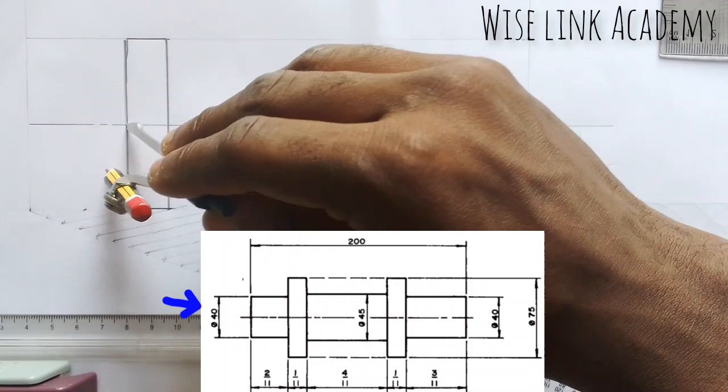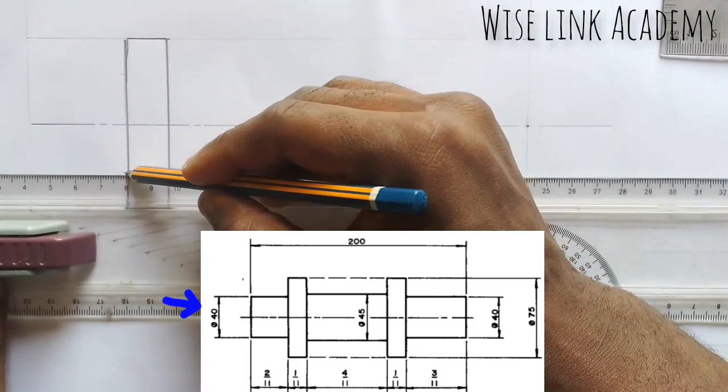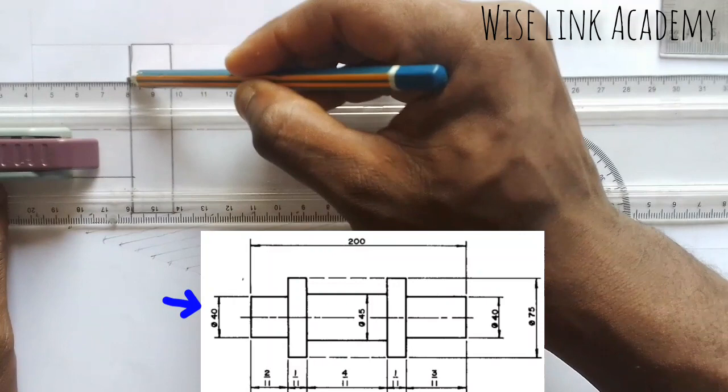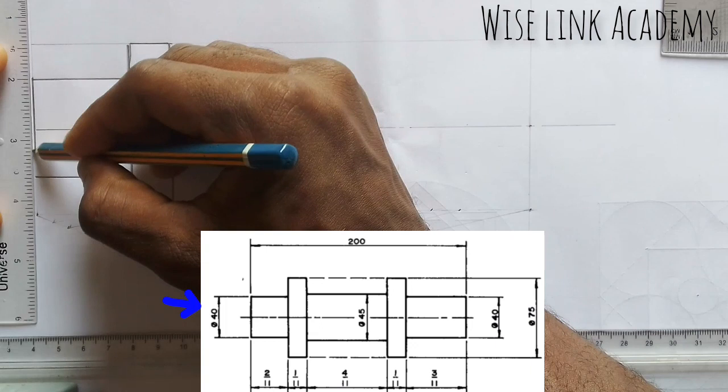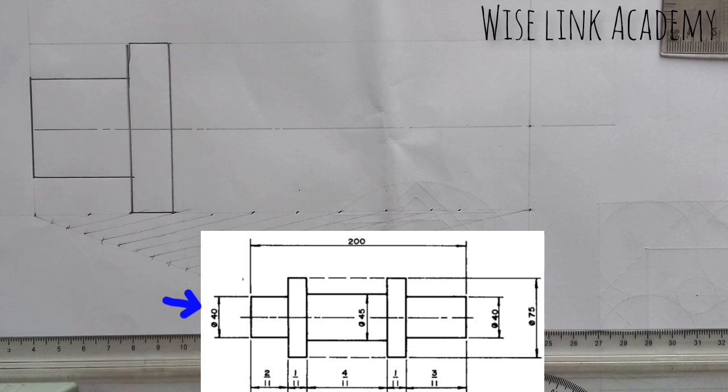So, similarly, I'll just take it this way. I will join it down here. I will join it down here. I have this. So, close this up. I have this, right? So my next task here is to continue.